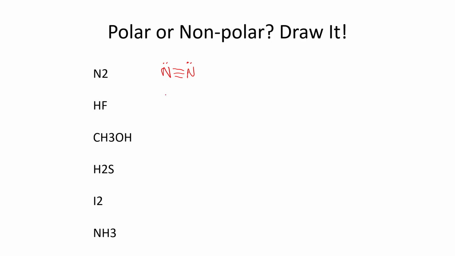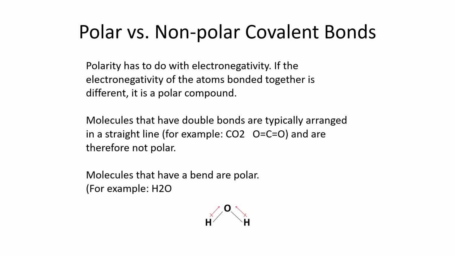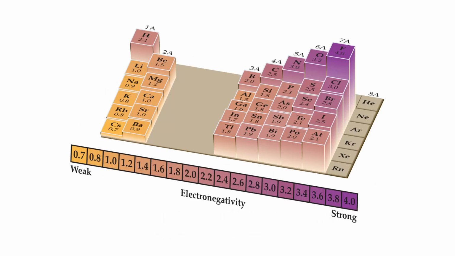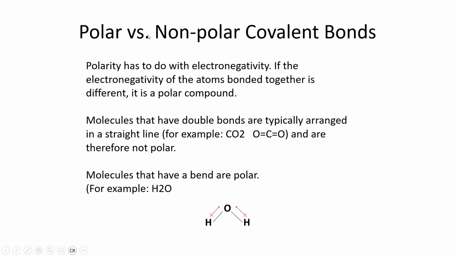HF. So H has 1 valence electron, F has 7 valence electrons, and we always want to orient singles near each other when we draw the connection here. And it looks like it's kind of in a straight line. However, if we go back to our table of electronegativity, you can see how much electronegative pole there is on this one compared to this. This is going to be considered to be polar.